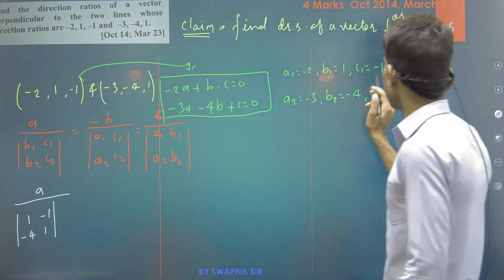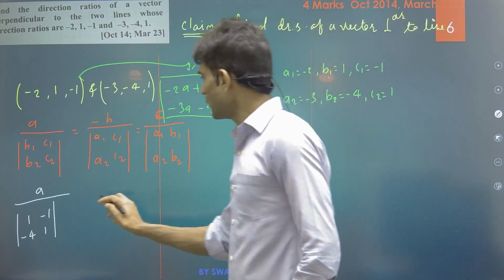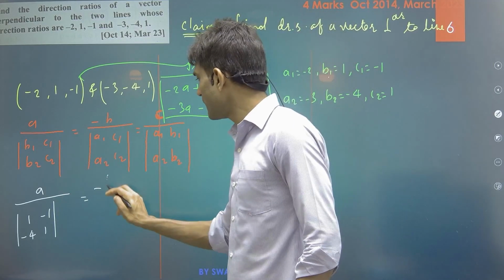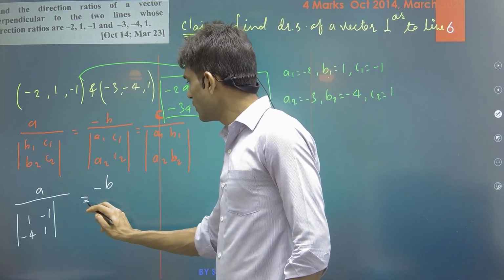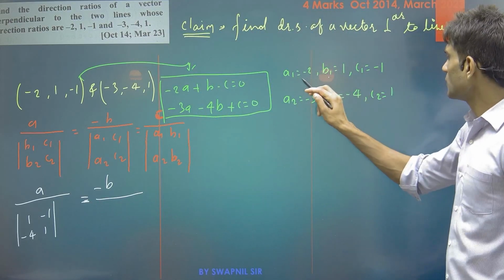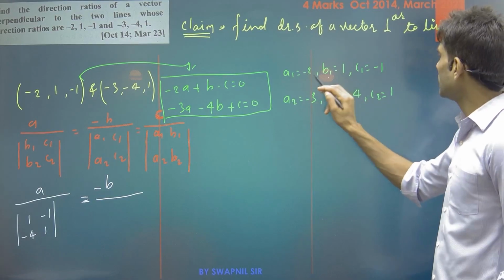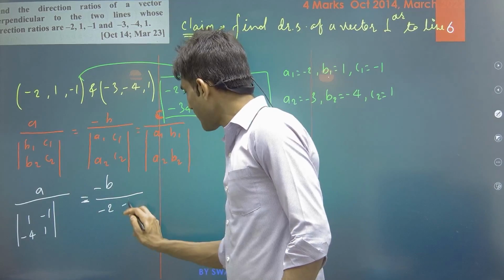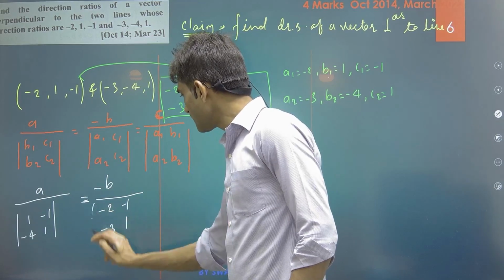Which is equal to minus of b. So what is the minus of b here? Keep as it is, minus of b. We don't know the value for minus of b. So minus of b completely divided by determinant a1, c1, a2, c2, so minus 2, minus 1, minus 3, 1.